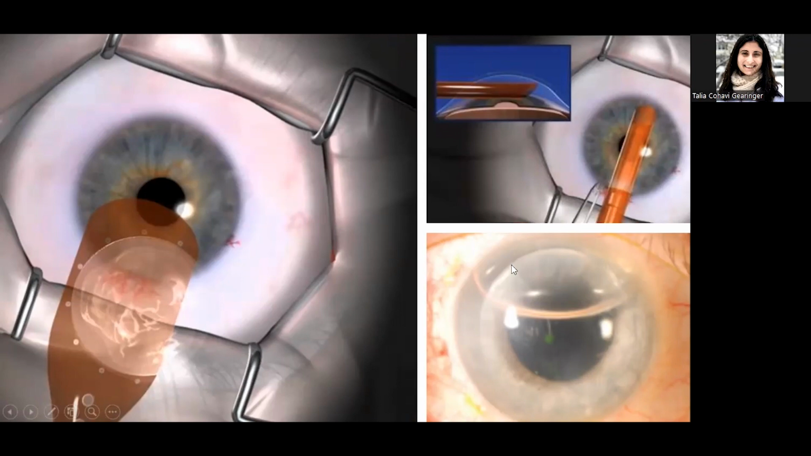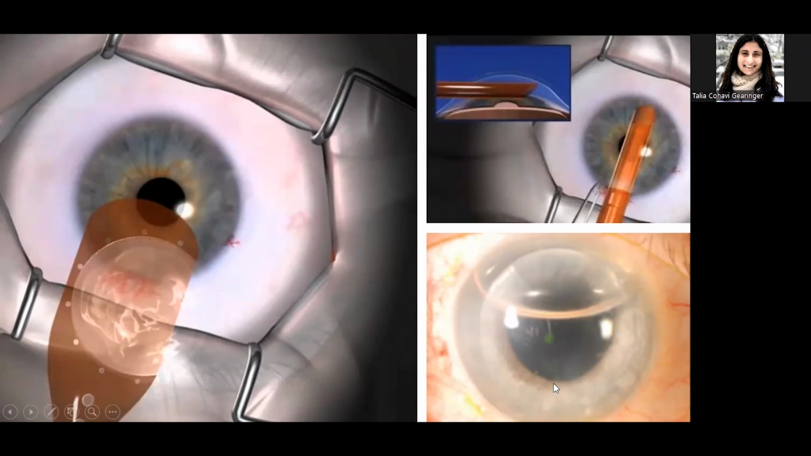This is an image of what we see day 1, day 3 after surgery. We see the graft here, this linear circular tissue in the cornea, and then this is the gas bubble that's pushing the transplant into the cornea. We use SF6, 20% SF6.